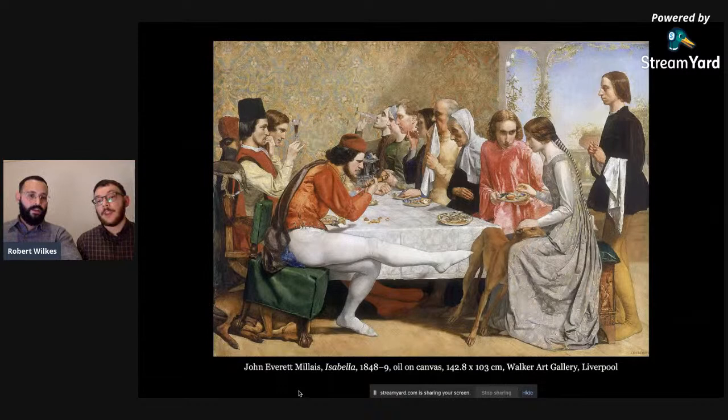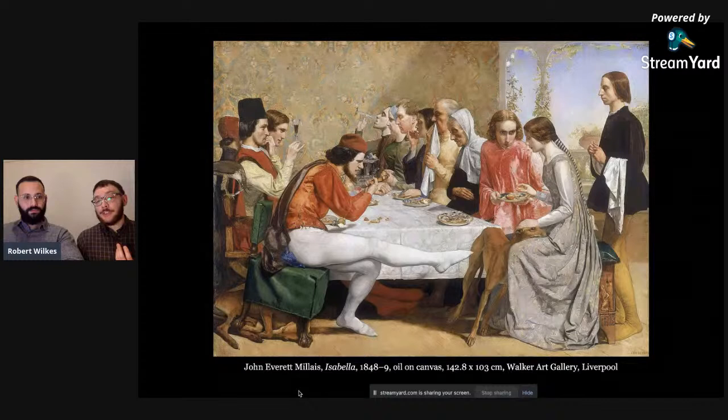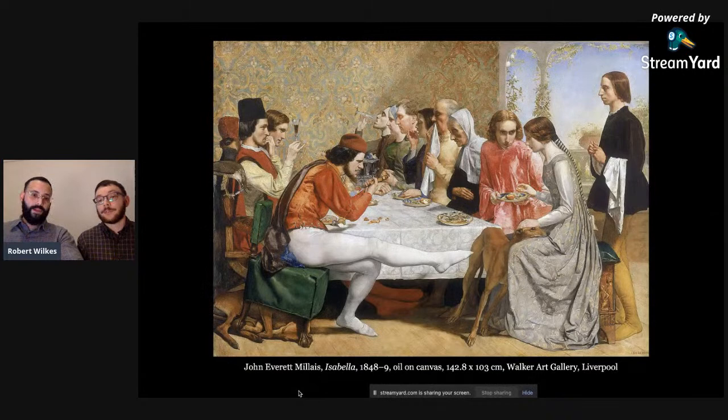For example, this painting by Millais. Yes, this is a key work that was exhibited in that year, in 1849, called Isabella. And it takes its inspiration from a poem by John Keats that had been published in 1820. And Keats had also been inspired by a story from Giovanni Boccaccio's The Decameron.